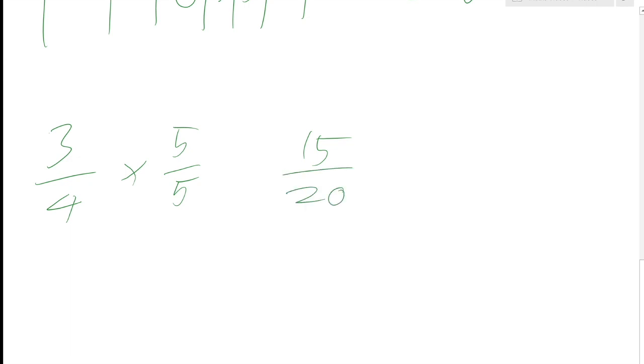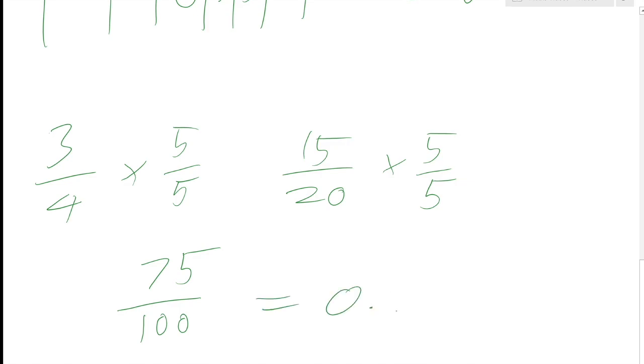So again, I had written up there 3/4. 3/4 as a decimal, as I'm sure you're all aware, is 0.75. But how would we work that out? Well, we can try timesing by 5 over 5 again, but that would get us 15 over 20. What we can now do is times by 5 over 5 again, which gets us 75 over 100, which we know just to be equal to 0.75.